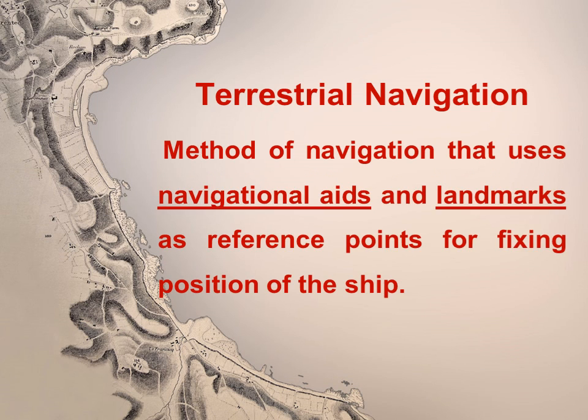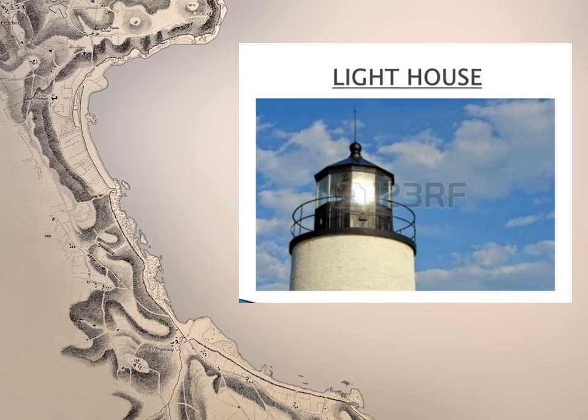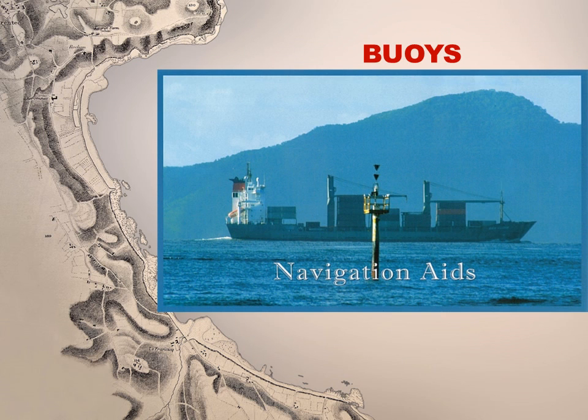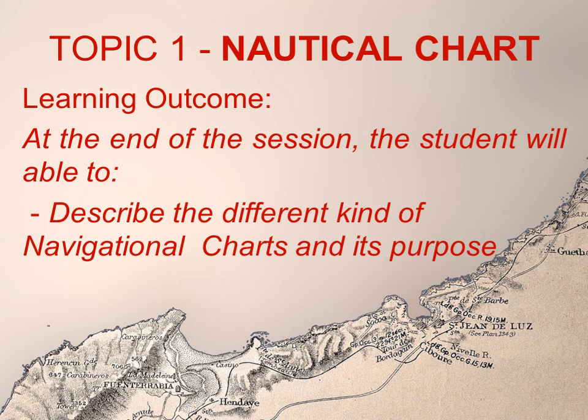Terrestrial navigation means a method of navigation that uses navigational aids and landmarks as reference points for fixing the position of the ship. So, number one, examples of navigational aids are the lightship, lighthouses, then the buoy, and landmark. Okay, so we start with topic number one, which is about the nautical chart.